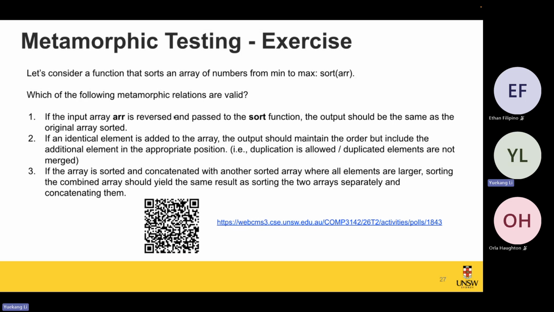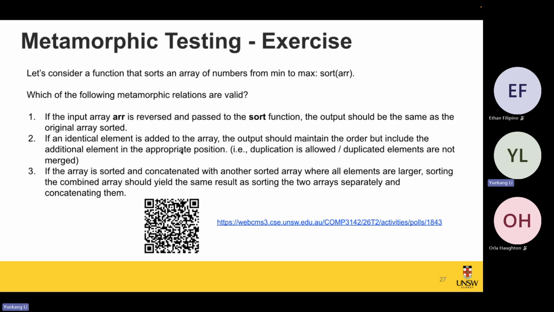So the first one is if the input array is reversed and passed to the sort function, the output should be the same as the original array sorted. The second one is if an identical element is added to the array, the output should maintain the other elements but include the additional element in the appropriate position, which means that duplication is allowed and duplicated elements are not merged, in this case, by this sort function.